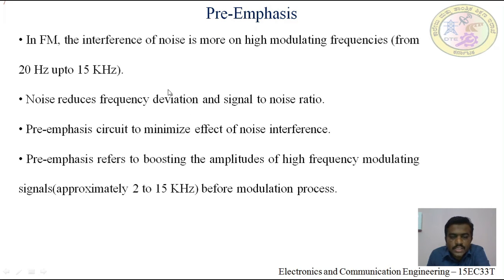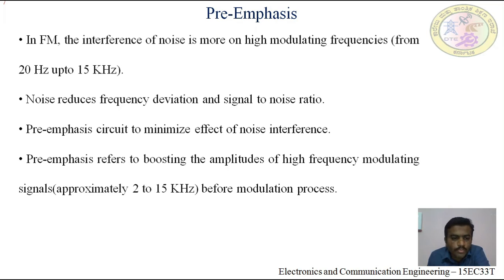In order to suppress the effects of noise, the pre-emphasis circuit can be used. Pre-emphasis is nothing but boosting the amplitudes of high frequency modulating signals before performing the modulation process. It means that the signals which have the frequency in the range 20 Hz to 15 kHz should be first amplified before performing the frequency modulation process, so that the effect of noise can be suppressed. If we amplify the signals, then the effect of noise can be reduced.